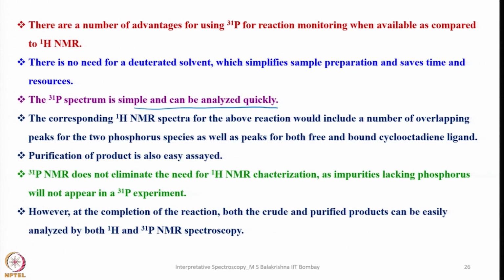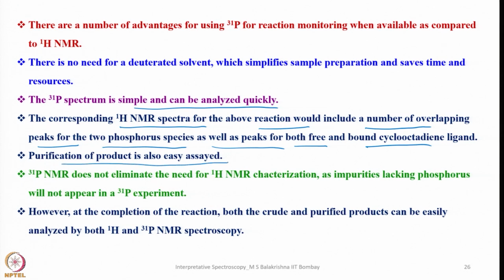The corresponding 1H NMR spectra for the above reaction would include a number of overlapping peaks for the two phosphorus species as well as peaks for both free and bound cyclooctadiene ligand. So that means it is very simple here. Instead of going for 1H, one can conveniently go for phosphorus 31P NMR spectra. Purification of the product is also easy, and how we can purify it also comes from spectroscopy.